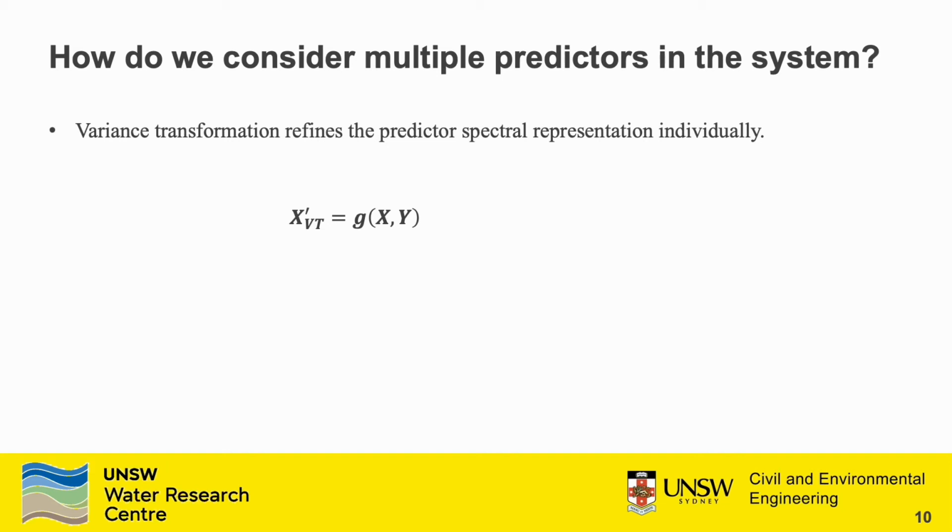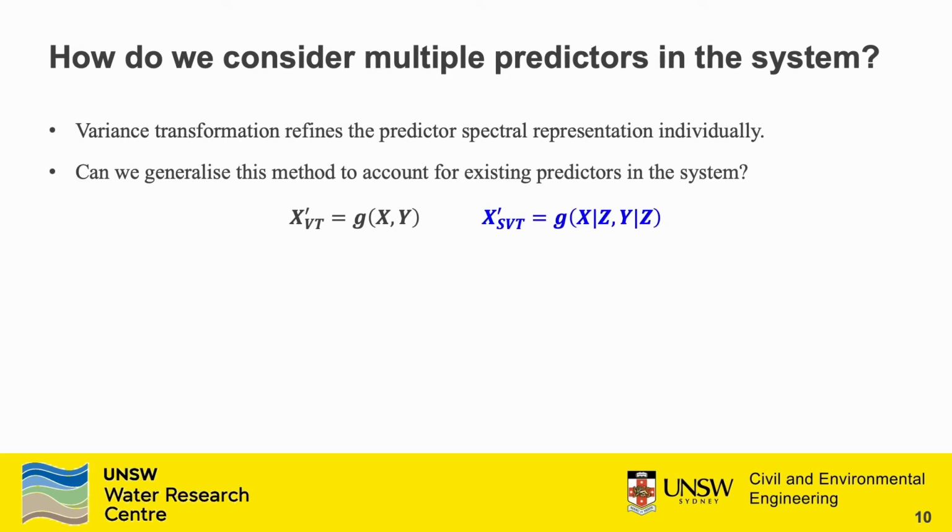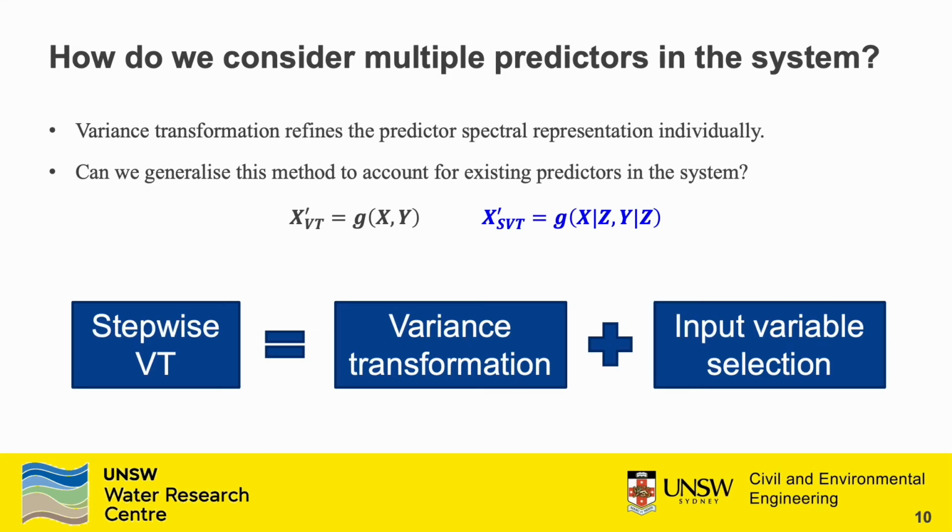The answer is yes. Based on variance transformation, we introduce stepwise variance transformation. The difference between VT and SVT is whether the variance transformation is based on existing predictor variable, for example Z, in the system. So, we combine the variance transformation with input variable selection, such that the stepwise variance transformation can do the spectral transformation and identify significant predictors step by step.